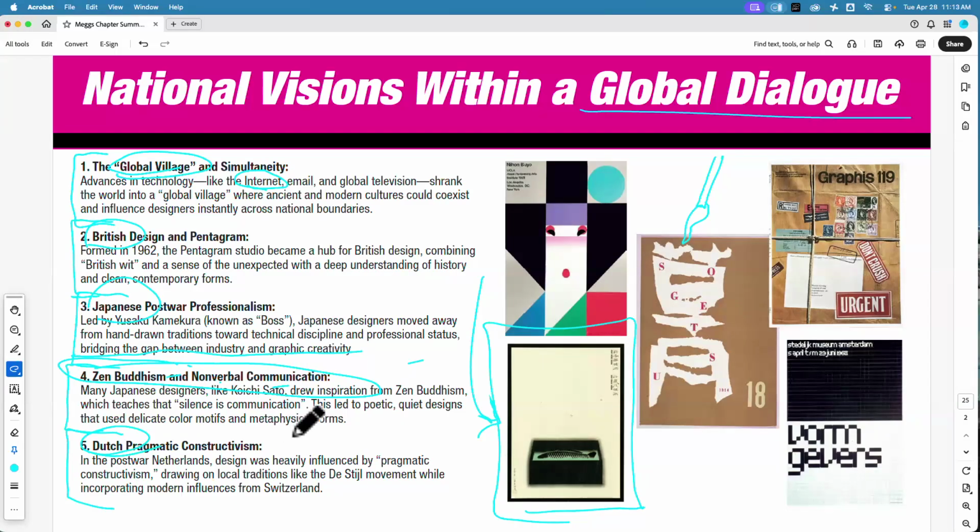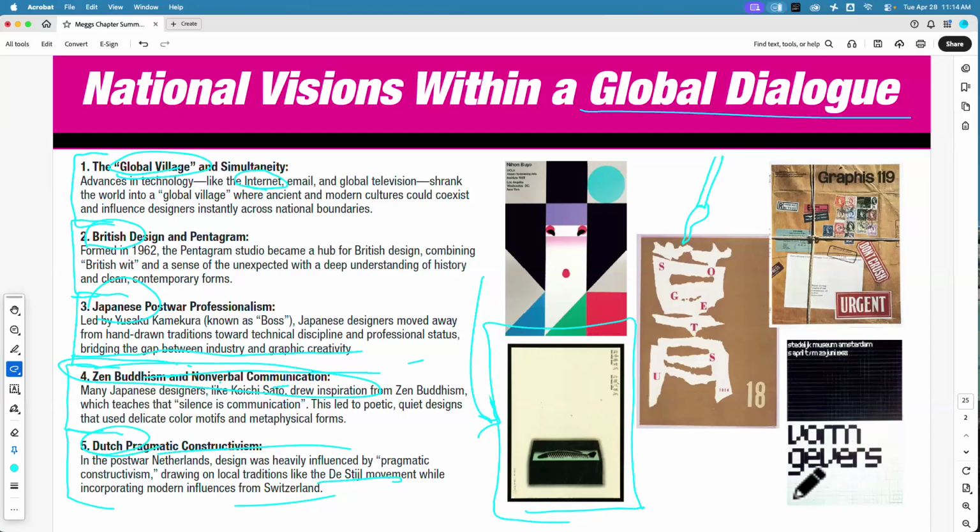Dutch pragmatic constructivism. In the post-war Netherlands, design was heavily influenced by pragmatic constructivism, drawing on local traditions like the De Stijl movement while incorporating modern influences from Switzerland. Exact same thing, right? Different people doing the same thing. We have this and we want this, let's mix them together. We got the grid, well, let's make the grid, you know, that kind of stuff. So again, it's more combining, just a different country doing it.